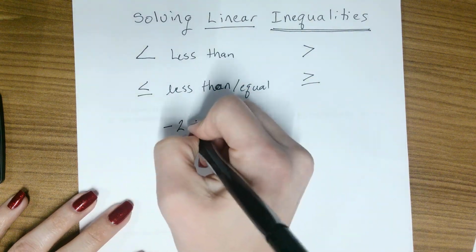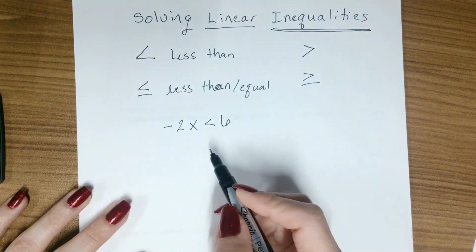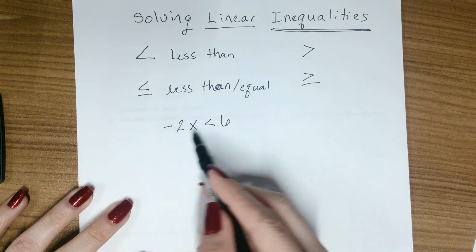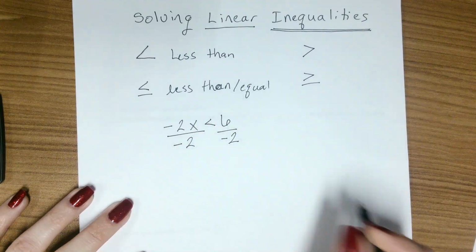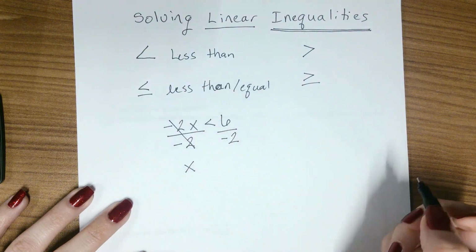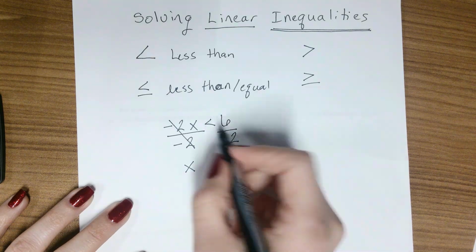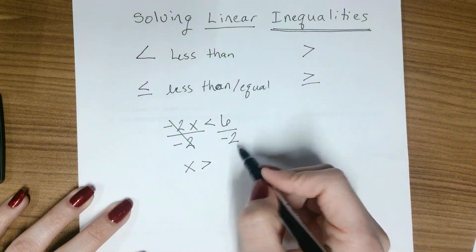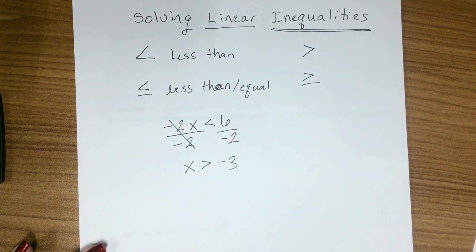Let's say I have negative 2x is less than 6. From solving linear equations, we know to get x all by itself, we need to divide by the value that's being multiplied to x. So we would divide both sides by negative 2. Negative 2 divided by negative 2 is positive 1, so I have positive 1x, which is what we wanted. And since we divided by a negative, that flips my inequality symbol the other way. So instead of less than, we now have greater than, and 6 divided by negative 2 is negative 3. So we solved our first linear inequality.